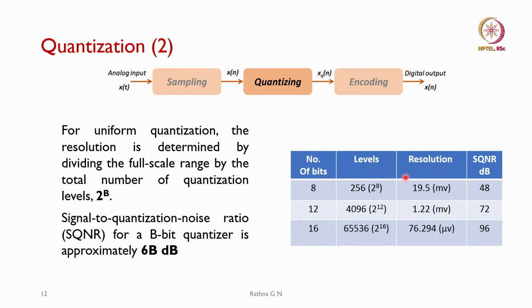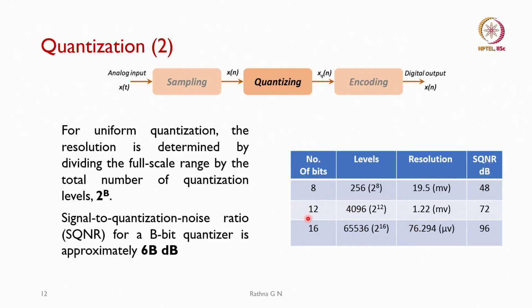As shown in the table here, if I use 8 bits, B equal to 8, the levels I can represent are 2 power 8, which is 256 levels. The resolution is the full scale range divided by that; if we take it as 5 volts, each sample is represented at a 19.5 millivolt level. In that case, 6 into 8 gives my signal to quantization noise ratio, which is 48 dB.